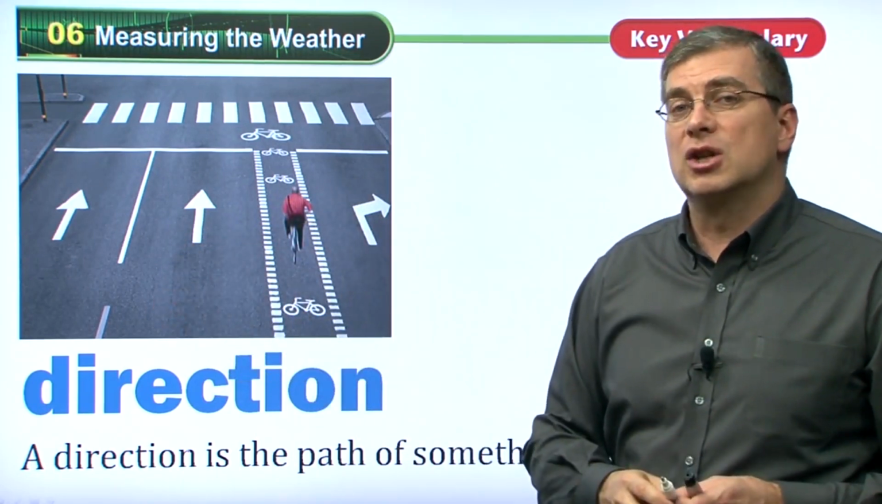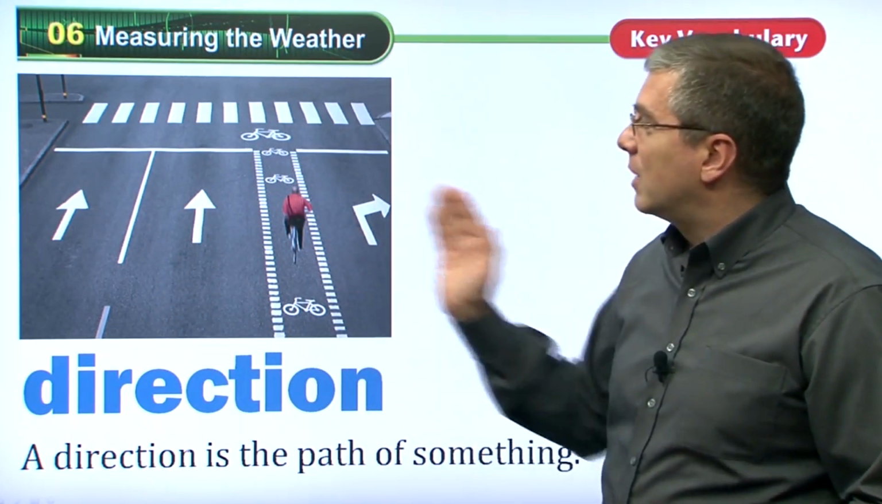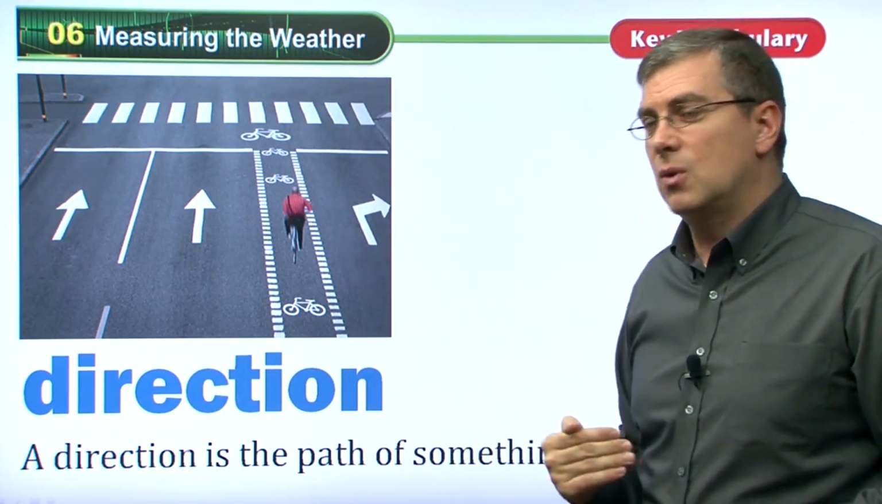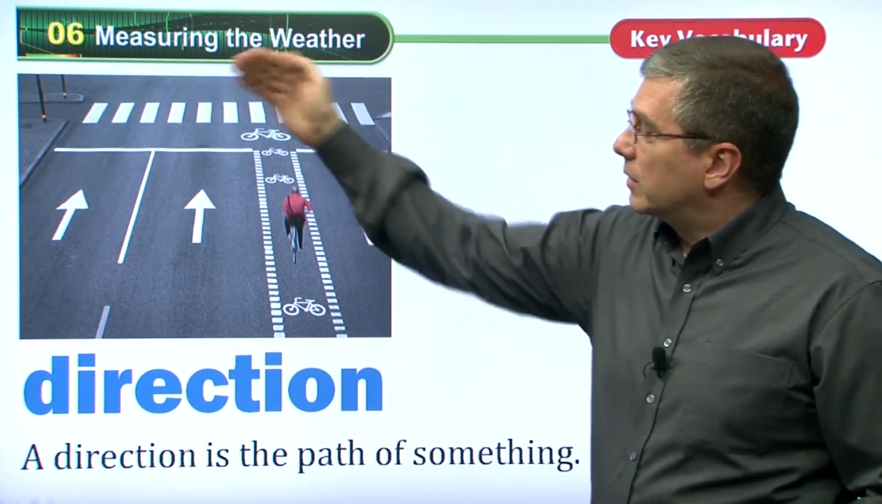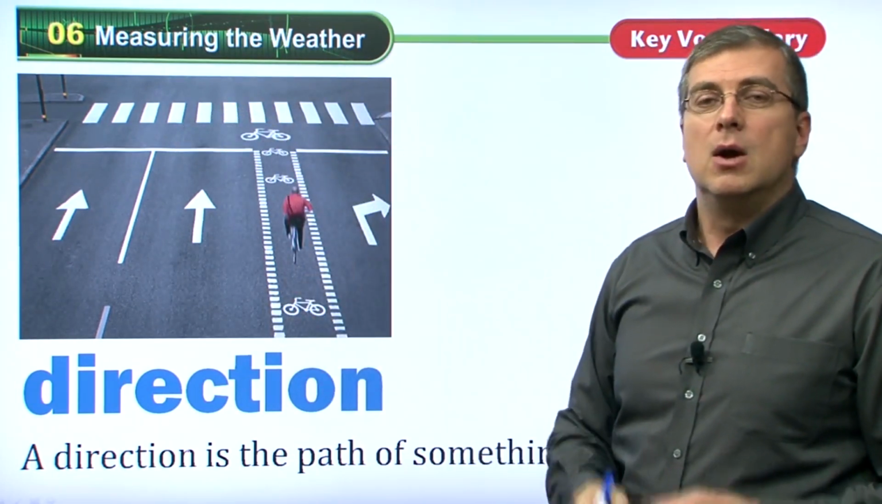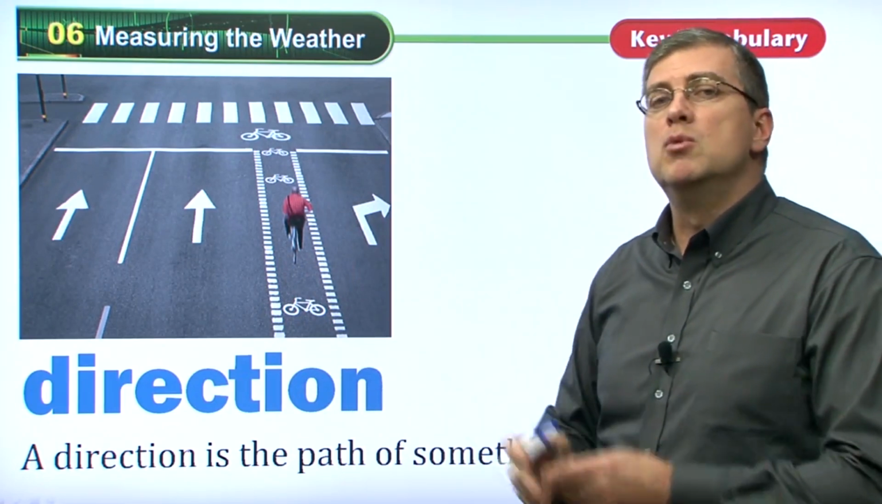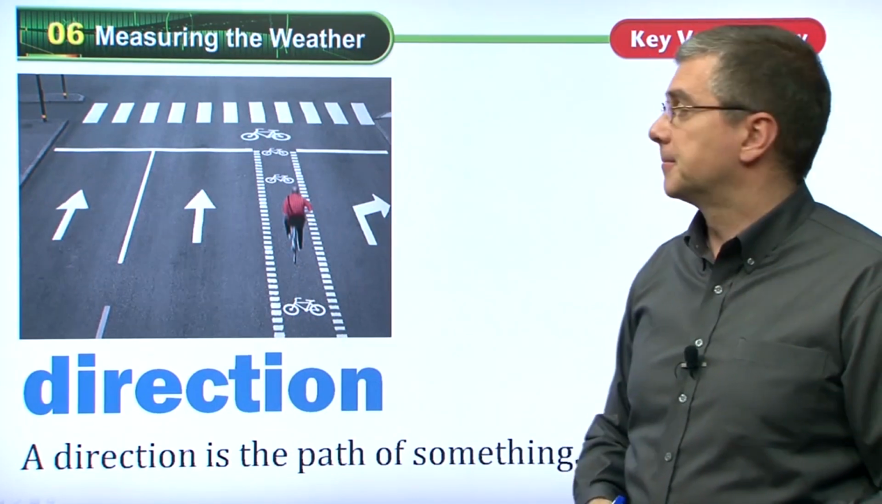What is the direction of the wind, right? What is the direction of this man? He's going away from us. He's not coming towards us. Is he going to go right? Is he going to go left? What direction is he going in? What direction is something moving in? So this is direction, the path of something.